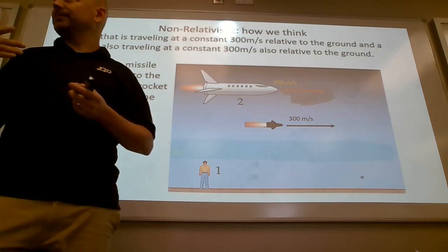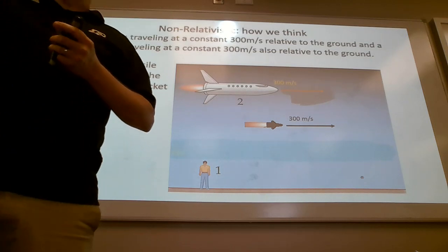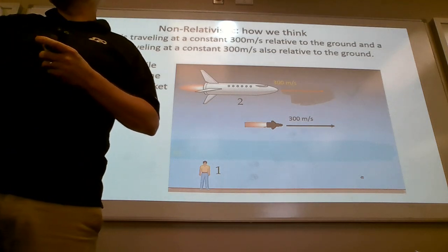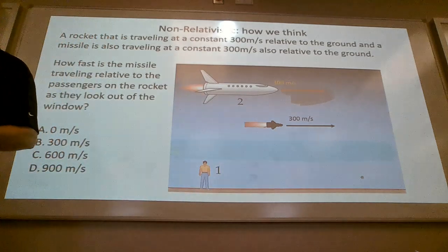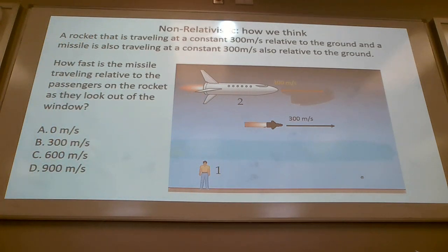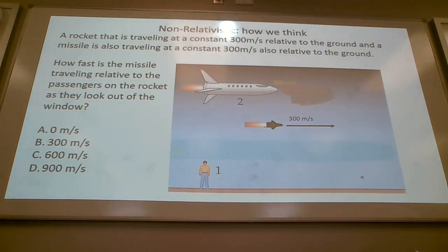You okay with that? That other car going 70 miles an hour looks like they're going zero. They look like they're at rest relative to you. These people see that missile traveling the same speed, so relative to them, it's just zero. You okay with that? Okay, relative to the passengers, the missile is going 0 meters a second.